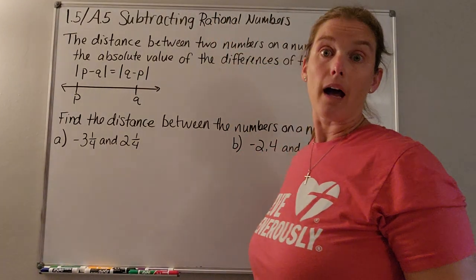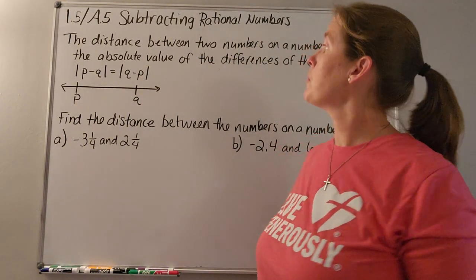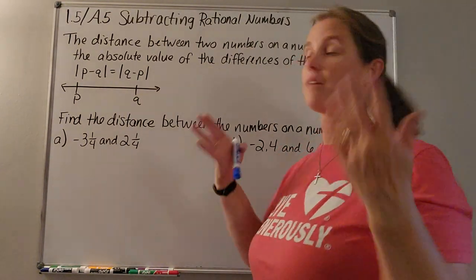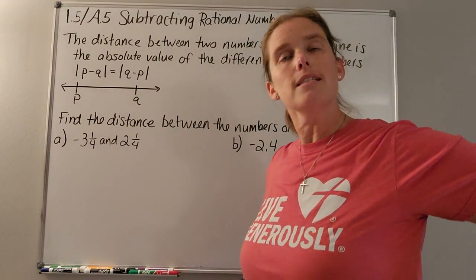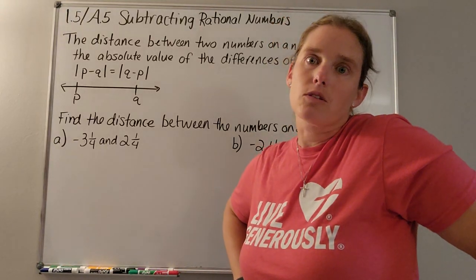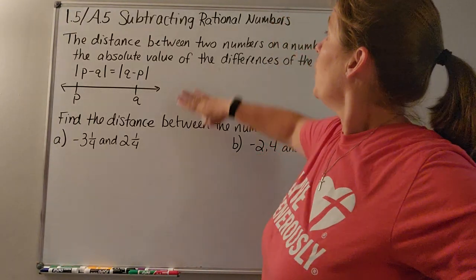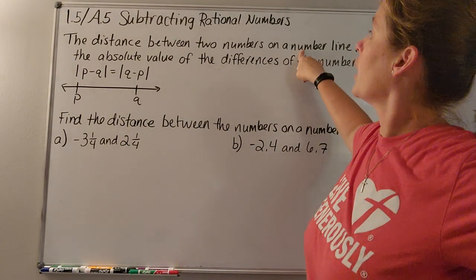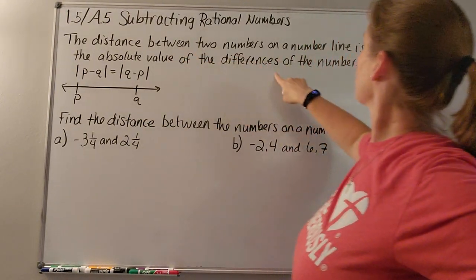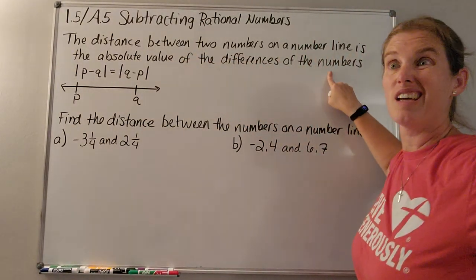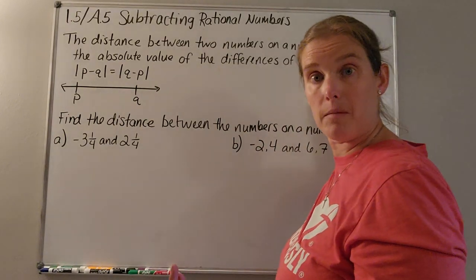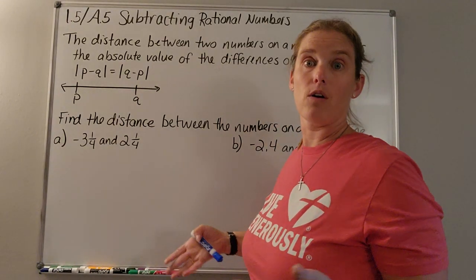All right, so now we're going to find the difference between two numbers on a number line. And we're going to figure out what that distance is. Remember, distances on a number line really are absolute values because they're always positive. So the distance between two numbers on a number line is the absolute value of the difference of the numbers. Which means you take the two numbers, you subtract them, and take the absolute value of that answer.